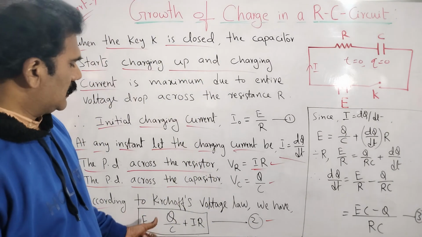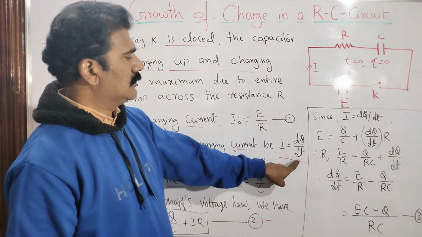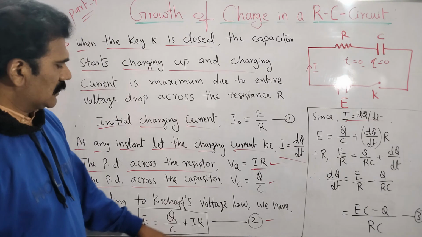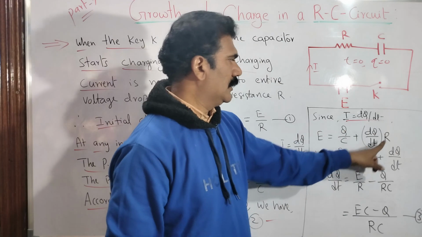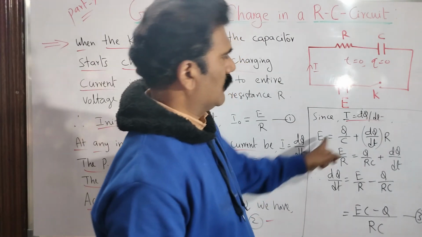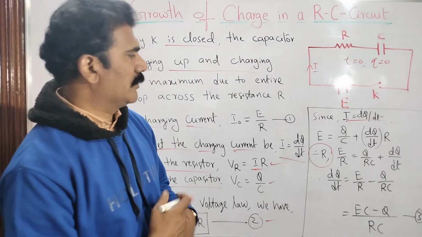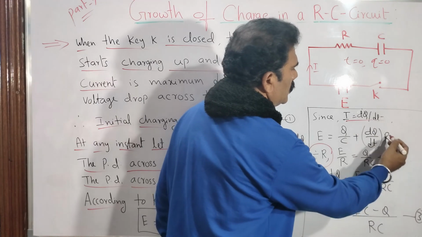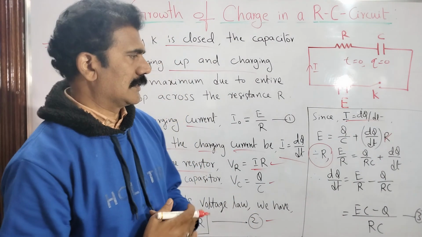So now let us continue. Because we know that the current is given by the rate of change of charge, dq by dt. Since I is equal to dq by dt, you just make the substitution here. E is equal to Q by C plus dq by dt into R. Right? R is there here. Now just go on and simplify this equation. How do you simplify? First you have to divide by R on both sides. So E by R is equal to Q by RC plus dq by dt into R, isn't it? So this R cancels when you divide by R on both sides.